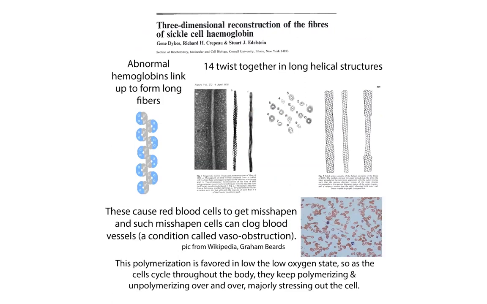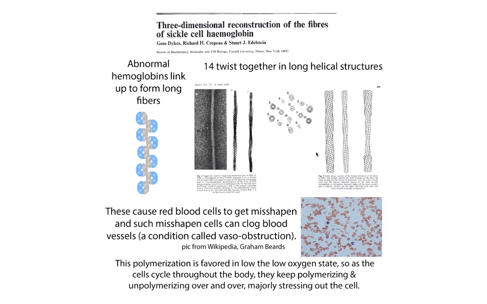And this is going to lead to these fibers forming that twist together in these long helical structures that are going to cause those red blood cells to get misshapen. So that's why you see those sickle cells. They actually look like sickles. That's where the name comes from. And this is caused by these forming.